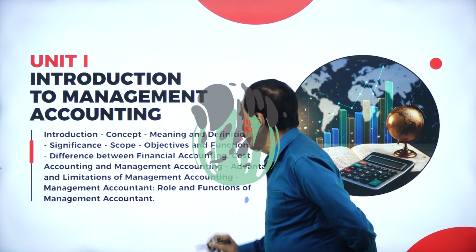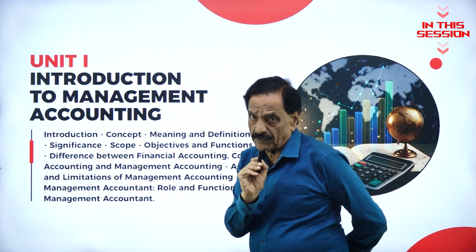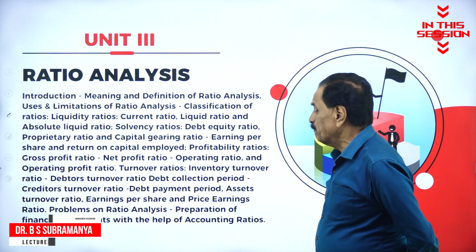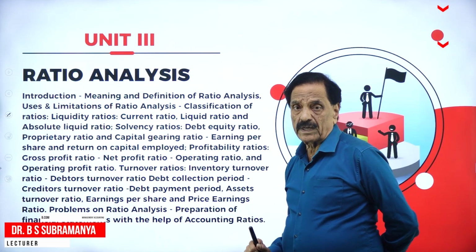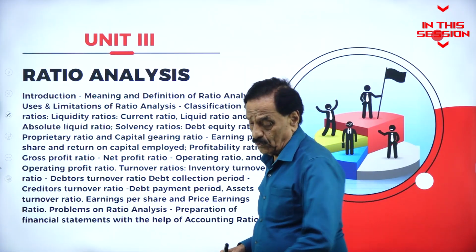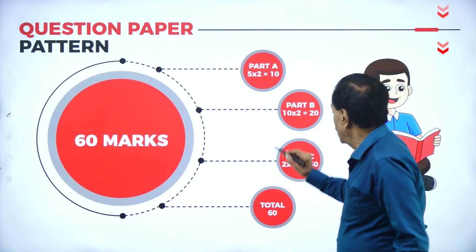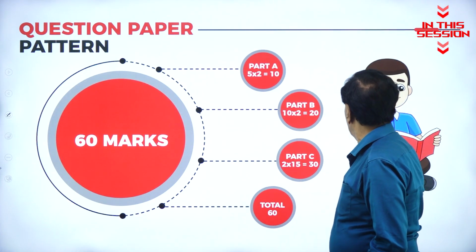Generally, they will ask the question, difference between financial accounting and management accounting for 15 marks, problems on ratio analysis, preparation of financial statement with the help of accounting ratio. Means we have to prepare a balance sheet with the help of the ratios. 2 marks question, they have to answer 5. 10 marks, they have to answer 2. 15 marks, they have to do. Totally 60 marks coverage.